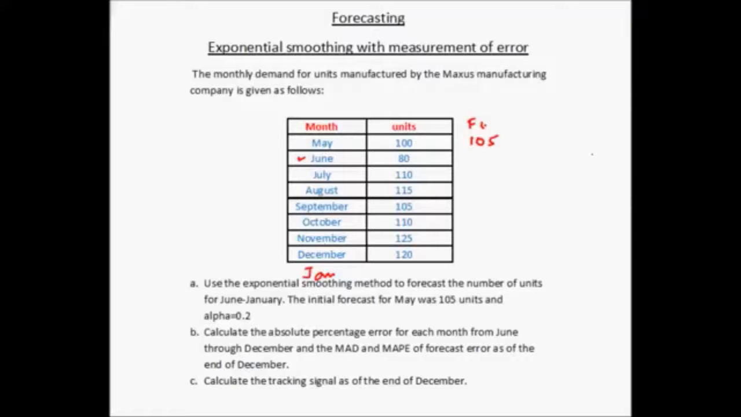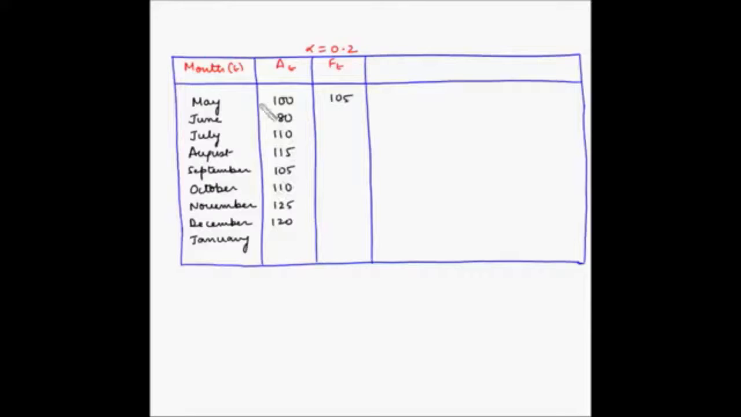So let's try to solve this example. This is the information that has been provided to us. I have listed months from May through January. We have been given the actual demand for May through December and we have been given the forecast for the month of May. We have also been given the value of alpha, which is equal to 0.2.